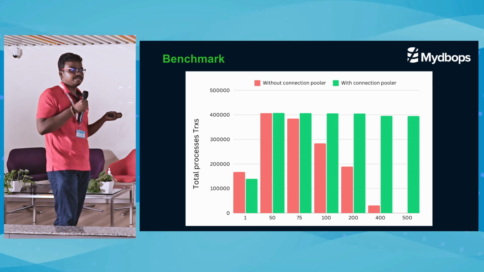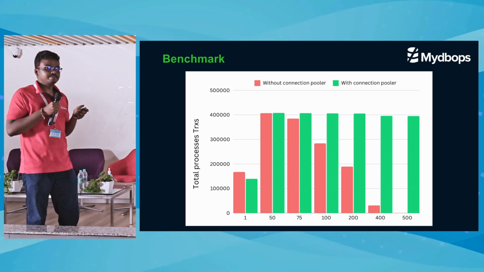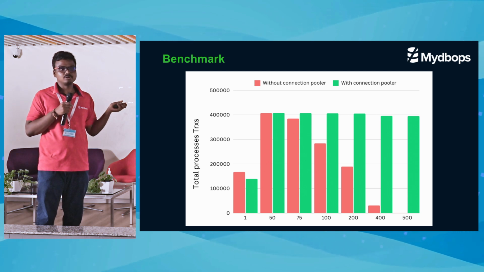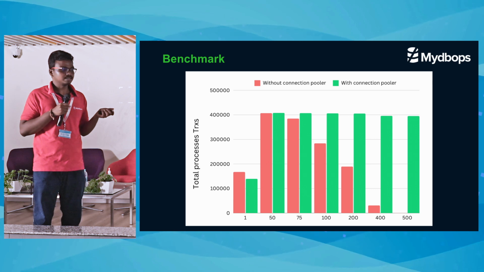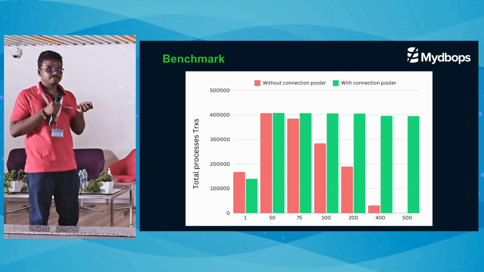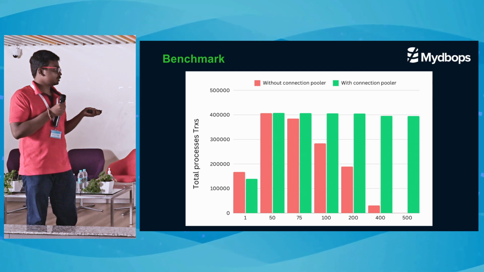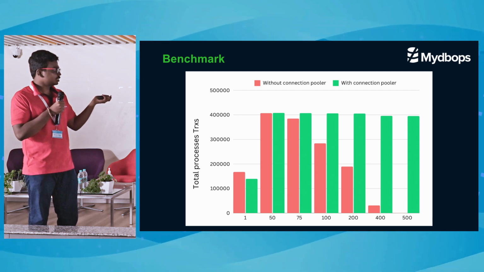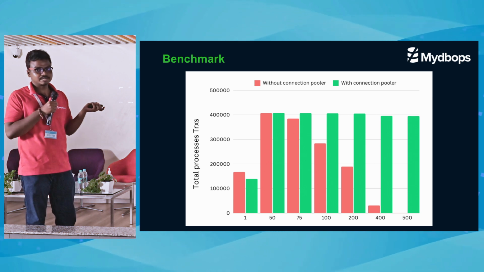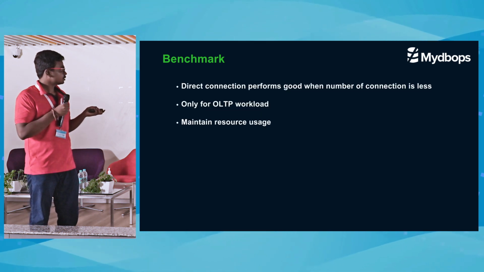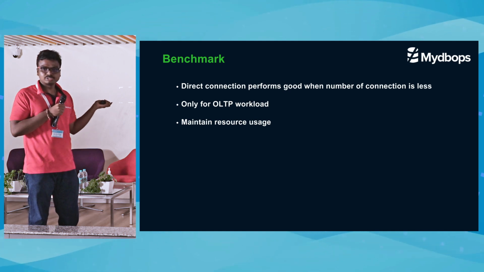So what we are able to understand from this metric is, when you are having very few connections, you can just go with the direct connection itself. PgBouncer is not going to give any benefit. But when you are going to have more than 50 or 100 connections, you can definitely use PgBouncer. It will give you constant performance and also avoid your DB being overloaded by the number of connections. So this is the summary of the benchmark. Any questions on the benchmark?